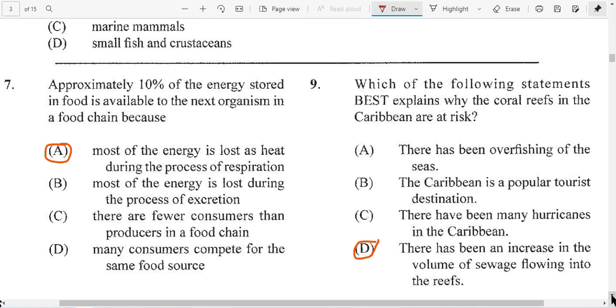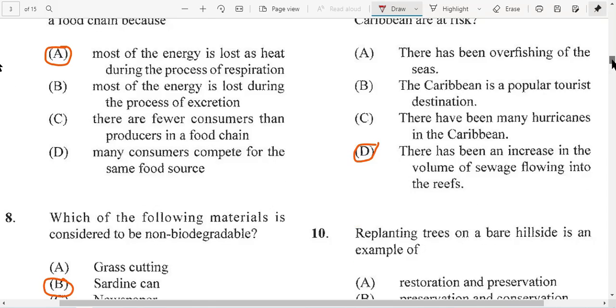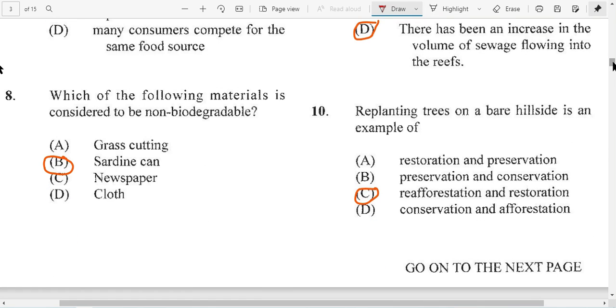And we move on down to question number 8. And I know that you've been well with the paper. You have been following. You have actually worked the other papers that we have done so far. So question number 8. Which of the following material is considered to be non-biodegradable? A non-biodegradable material is a material that won't decay anytime soon or will not decay at all. Grass cutting will decay, newspaper will, cloth will decay, but of course a sardine tin will take a little time before that actually happens. So the most suitable answer here is going to be B for question number 8.